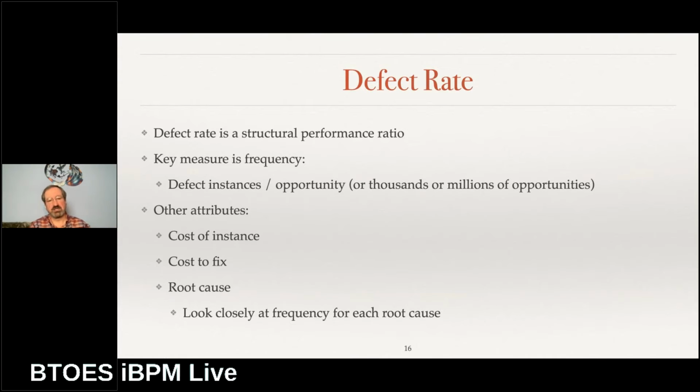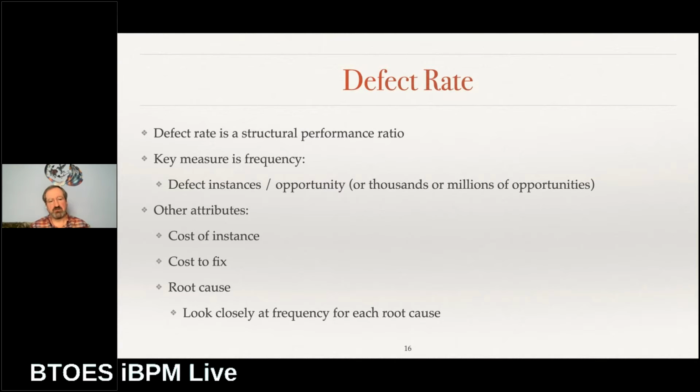Every process creates defects. The defect rate, which is the defect instances per opportunities, or some power of 10, usually millions of opportunities, depending on how often the process is executed, is the rate. That rate is inherent in the structure of the process. In order to change that defect rate, you have to change the process. You have to invest money in the process in order to fix that.